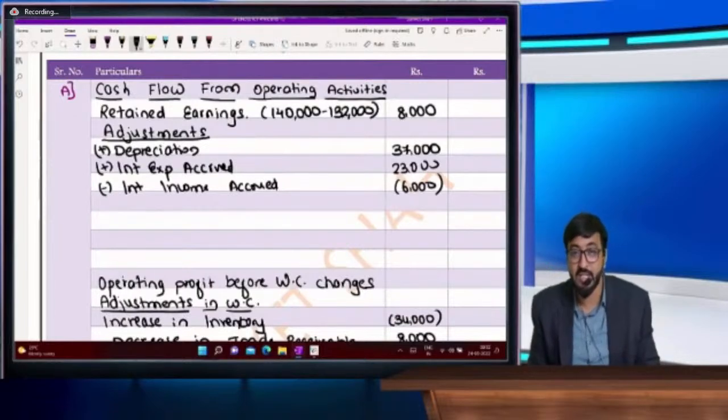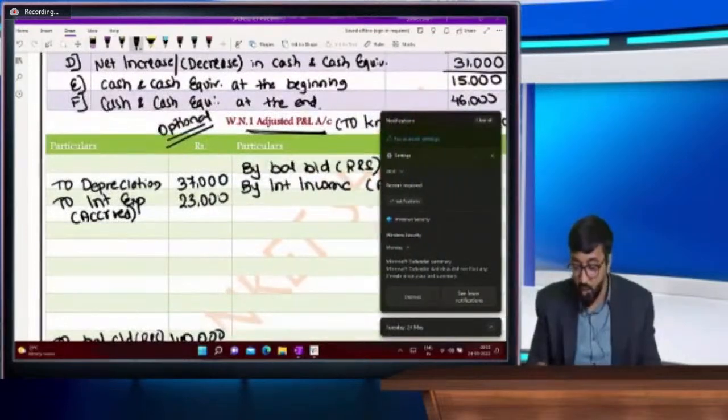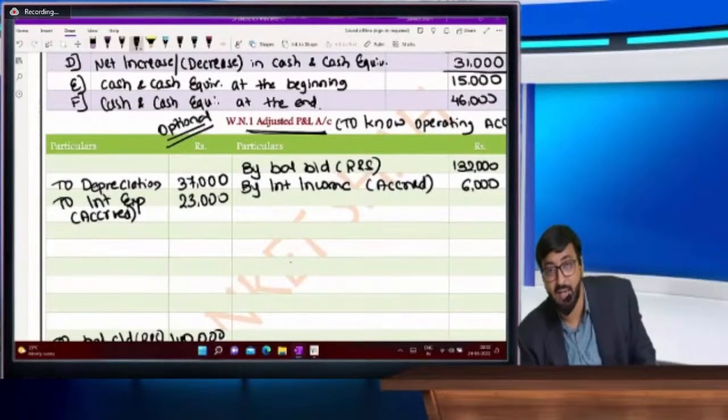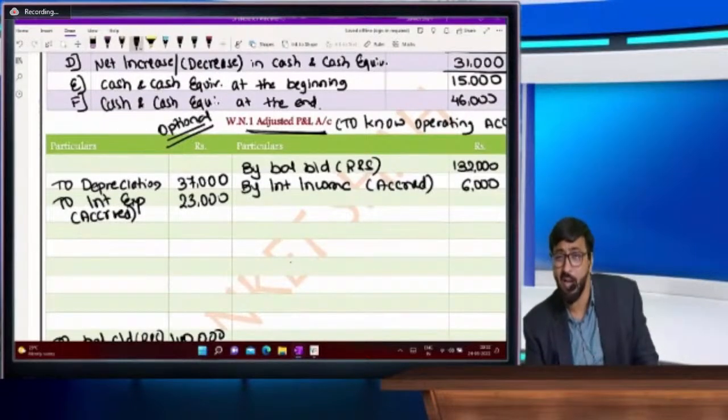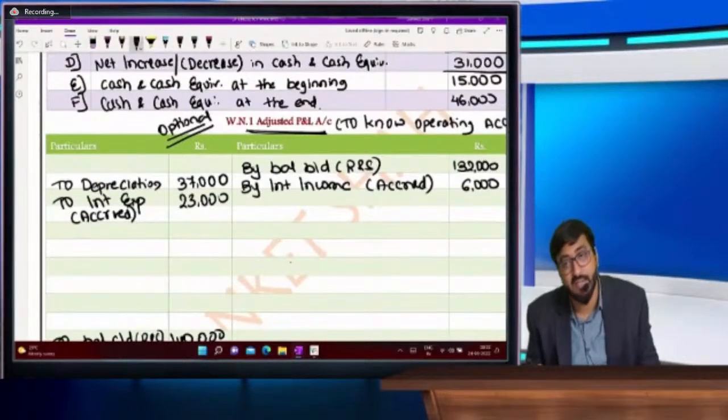So when adjustments, now you only tell me debit credit is easy or add less is easy. All debit side will be added here and all credit side will be deducted of adjusted P&L. Adjusted P&L will help you out, and at the end you can write all debit items added and all credit items deducted to get operating profit before working capital changes.